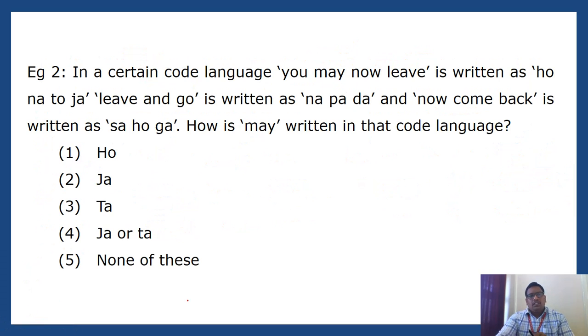Good. So let us see one more example. I would like you to try this question. Just pause this video, go through the question, and feel free to comment the answer. No issues. So in a certain code language, you may leave now is written as ho na to. Leave and go is written as na pa da. And now come back is written as sa ho ka. How is may written in the code language? Okay. So that is the given question.